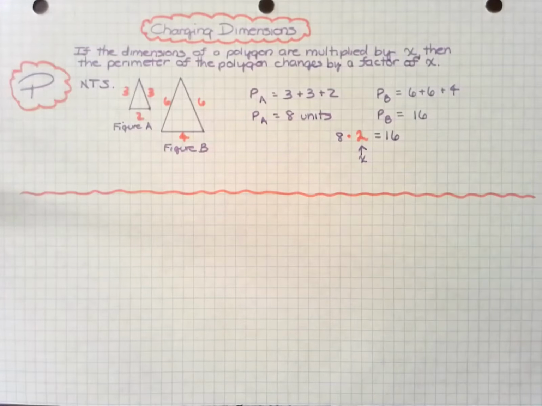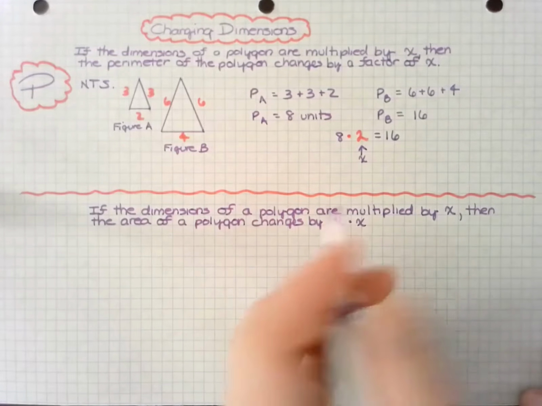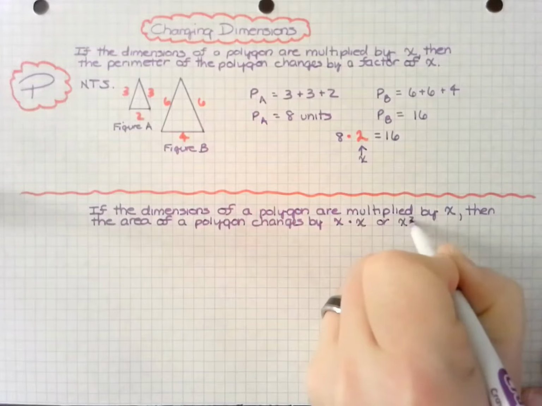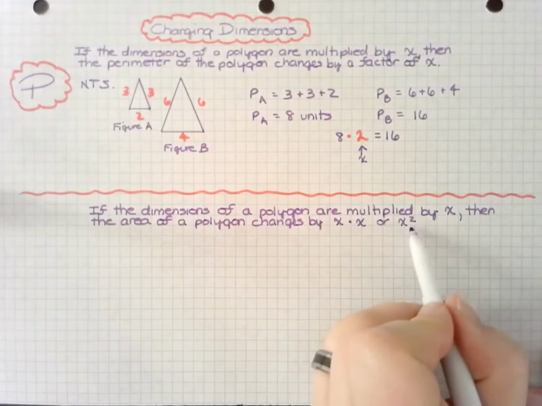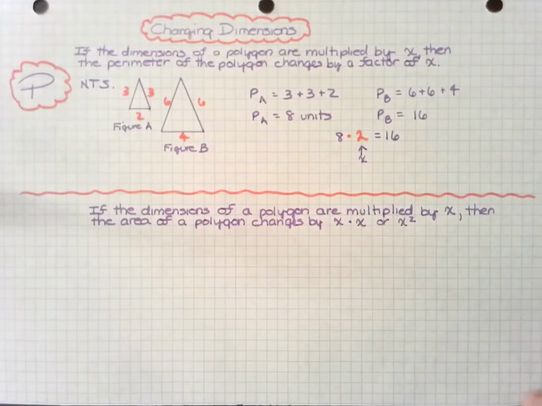So what about area? If the dimensions of a polygon are multiplied by x, then the area of the polygon changes by x times x, because we have two directions or two dimensions. And we know that x times x is x squared. And that's how we represent area, is square units, right?